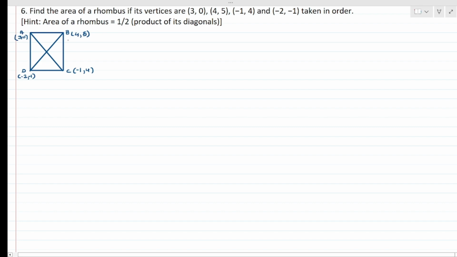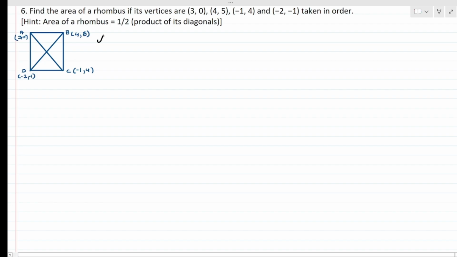Okay, in this case, my object over here is a quadrilateral, which is a rhombus. The property of a rhombus is that all its sides are equal. I have named the quadrilateral ABCD, where the coordinates of A are (3, 0), B are (4, 5), C are (-1, 4), and D are (-1, 2), taken in order.